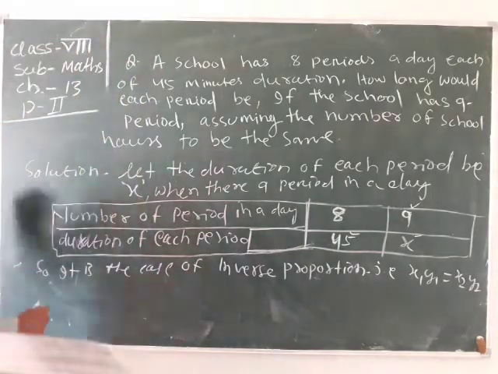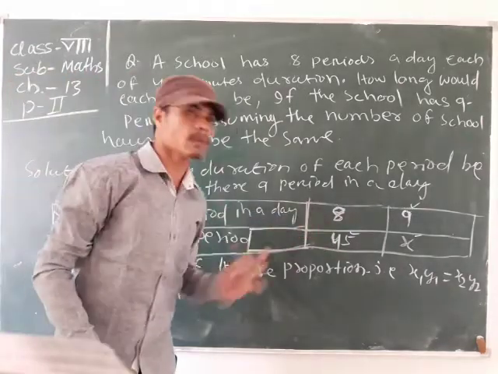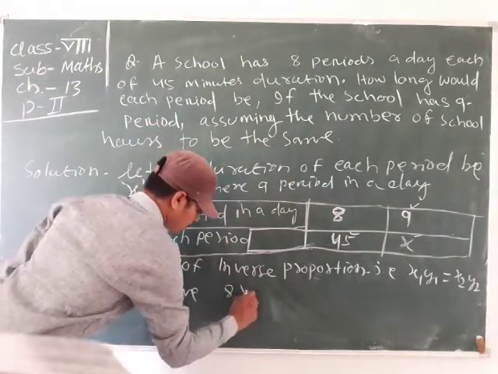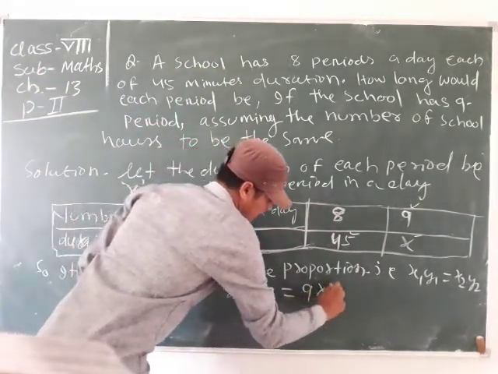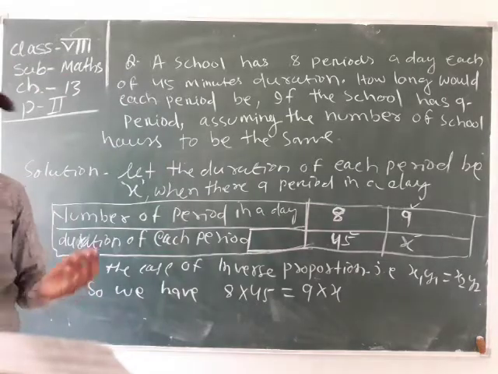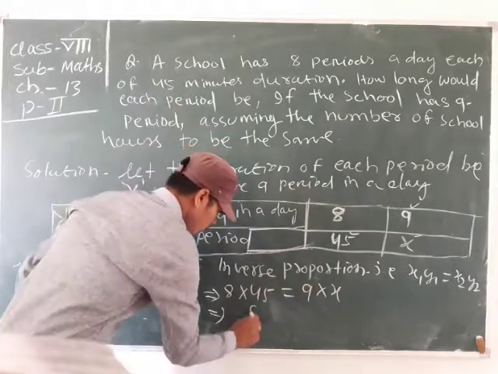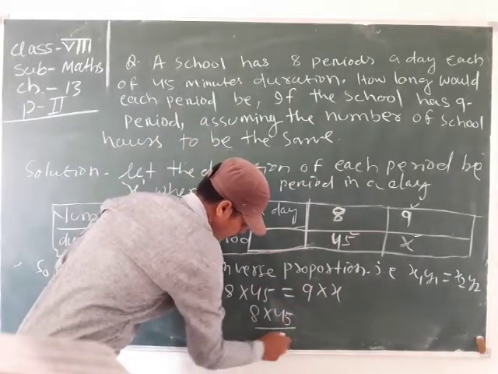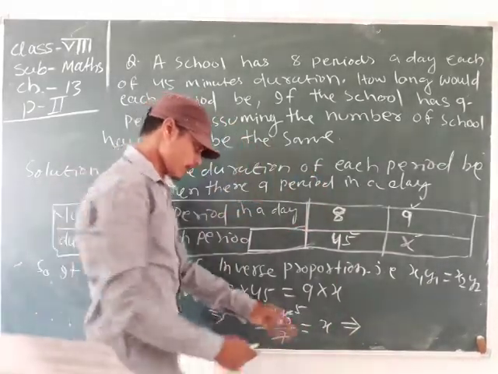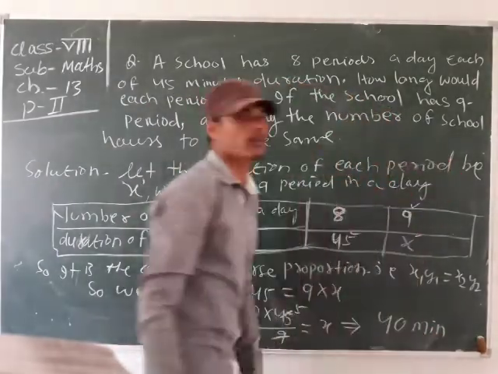So we have 8 into 45 equal to 9 into x. Clear about it? 8 into 45 equals 9 into x. Now when we change the side, 9 changes side and multiplication becomes division. So x equals 8 into 45 by 9. Here 9 fives are 45, then 5 eights are 40. So x equals 40 minutes.